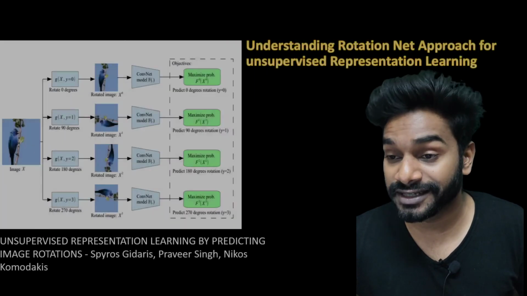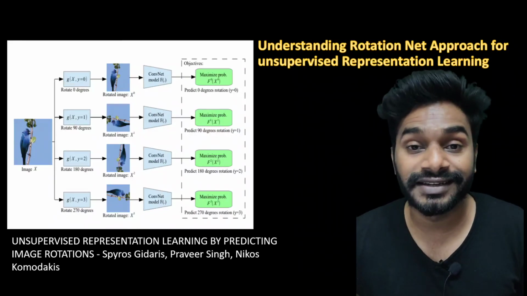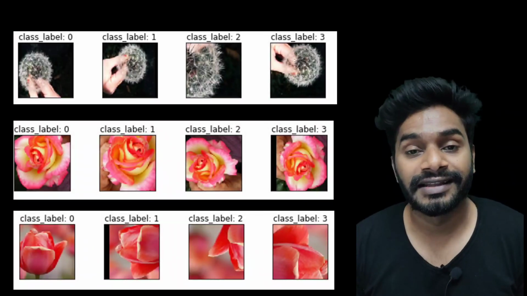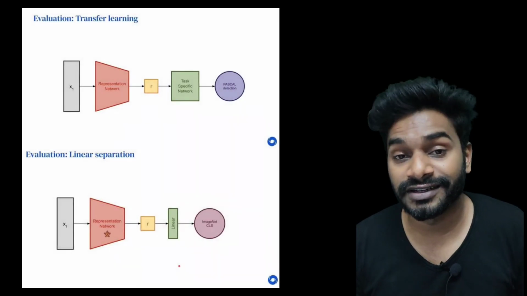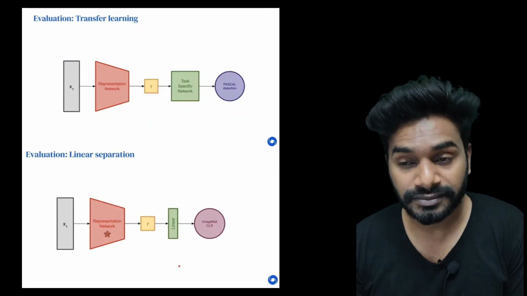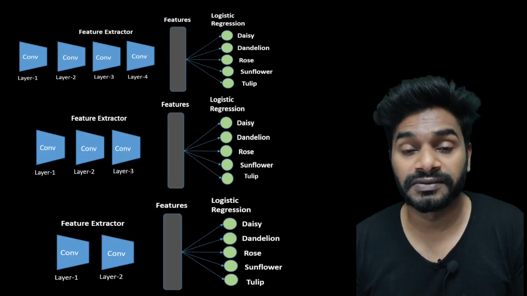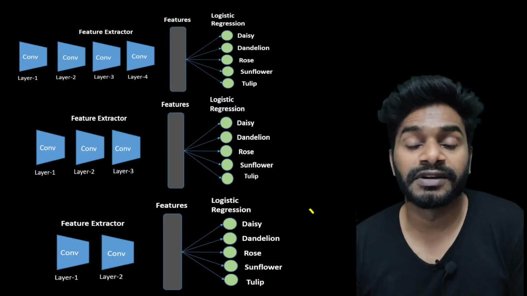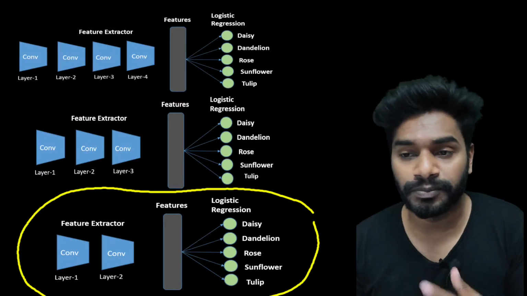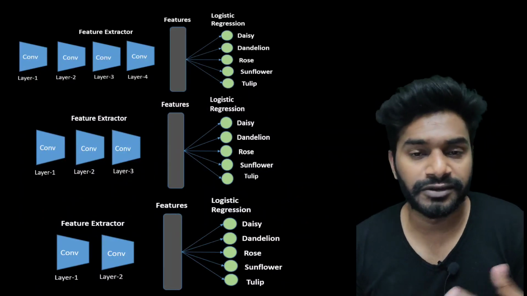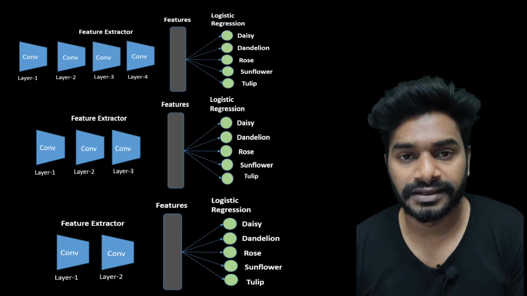So that is it from the RotationNet side. There were a couple of videos where we discussed and implemented RotationNet. First of all, we discussed RotationNet, and then we implemented it on a custom dataset, the flower dataset, and then we evaluated it using transfer learning and the linear evaluation. And we saw that the features extracted from layer 2 were giving the best result, although it can be further optimized to get a higher result, and the linear evaluation part you can also further optimize to get better performance.